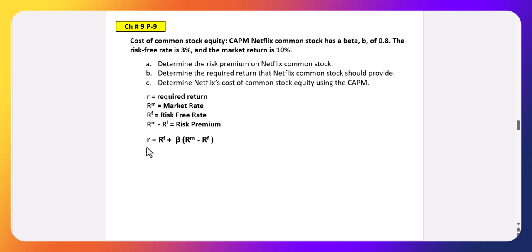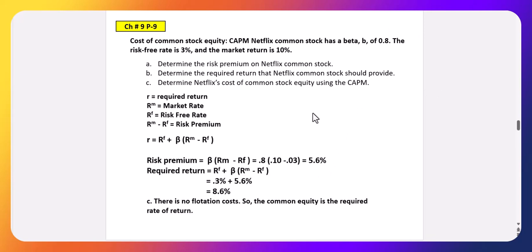As we can see from the CAPM model, the required rate of return equals the risk-free rate plus beta times the market rate minus the risk-free rate. Now, the market rate minus the risk-free rate is called the risk premium. So this area here is the risk premium. Plugging in the values for just the risk premium, beta times the market rate minus the risk-free rate, we end up with 5.6%. And all we have to do is add the risk-free rate. When we add the risk-free rate, concluding on the CAPM model of the required rate of return, we end up with 8.6%.